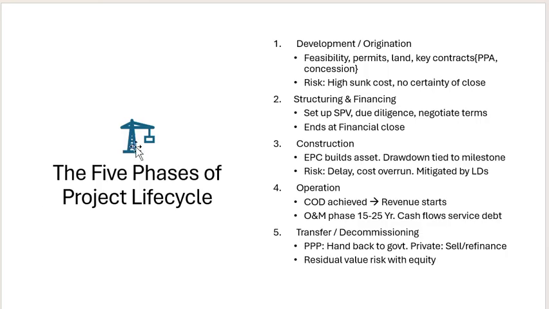Then we move on to the next slide, the third stage of the life cycle, which is construction, where we discuss the EPC build of assets, timelines, tight milestones, and risks such as delay and cost overrun, mitigated by liquidated damages (LDs). We continuously check the progress of the construction and what milestones they are achieving. What are the types of EPC contract and operation and maintenance contract? Is it fixed price, fixed timeline, or different? We need to check that and understand how much of the construction is done.